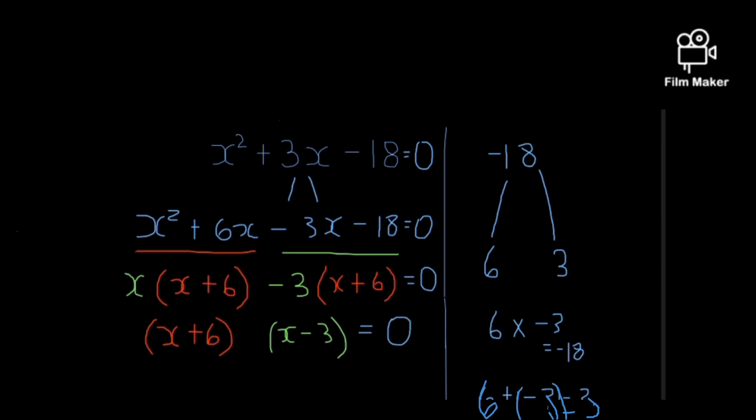Now we're going to complete this factoring by finding our solutions. So we see that x plus 6 is equal to 0 and x minus 3 is also equal to 0, right? So let's set x plus 6 equal to 0 and see what is our result. So x plus 6 is equal to 0.